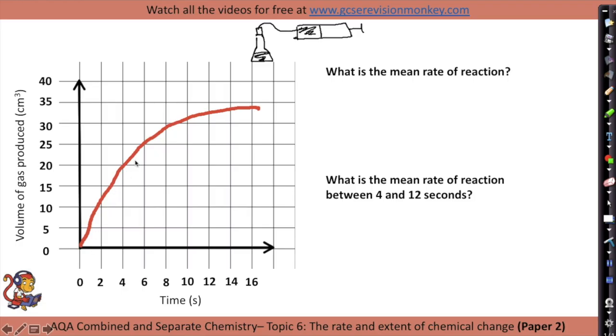When you plot your data, often it will be a curved line of best fit that you're drawing, and you might see questions in the exam such as what is the mean rate of reaction, or what is the mean rate of reaction between two specific time points. First of all, for the mean rate of reaction, you need to be aware of this point on the graph here when the graph flattens out. At this point, as you can see, no more gas is being produced, so that means the reaction has stopped.